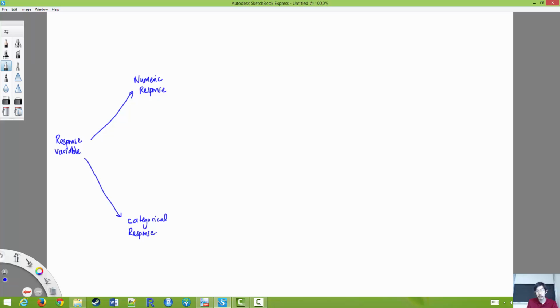And then we want to look at our predictor variables. A lot of times we're seeing if there's a relationship between the response variable and a predictor variable. So does this other variable influence the response variable that we're measuring? And so if we have a numeric response, we could also have a numeric predictor. All right, numeric response, numeric predictor.